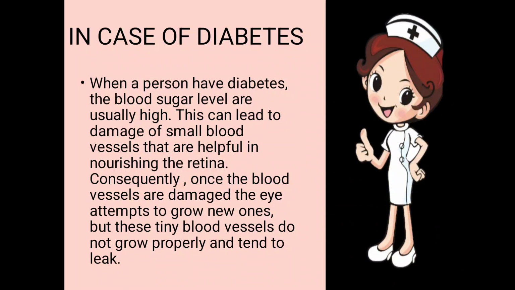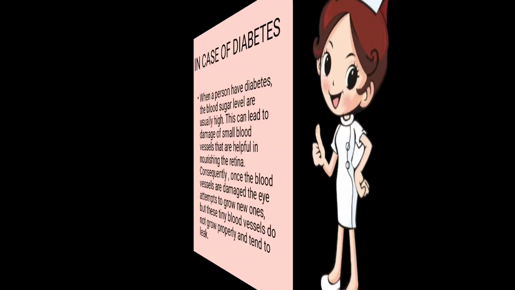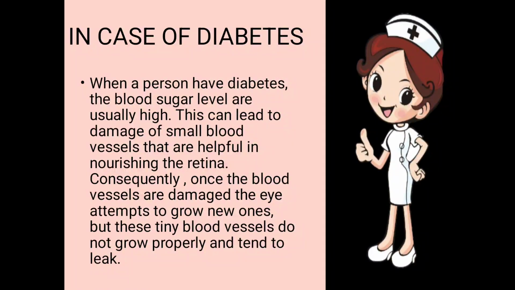When a person has diabetes, blood sugar levels are usually high. The blood sugar level in a diabetic patient is usually high. This can lead to damage of the small blood vessels that are helpful in nourishing the retina. We have seen here that blood vessels are present in the retina. These all are the blood vessels. So if the diabetes of a patient remains uncontrolled for a long time, this will lead to damage of these small blood vessels which nourish the retina.